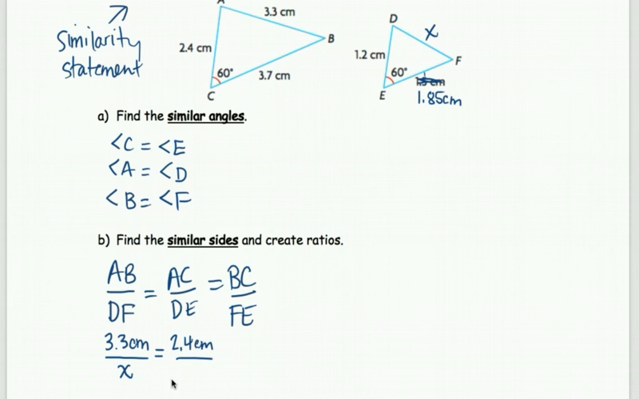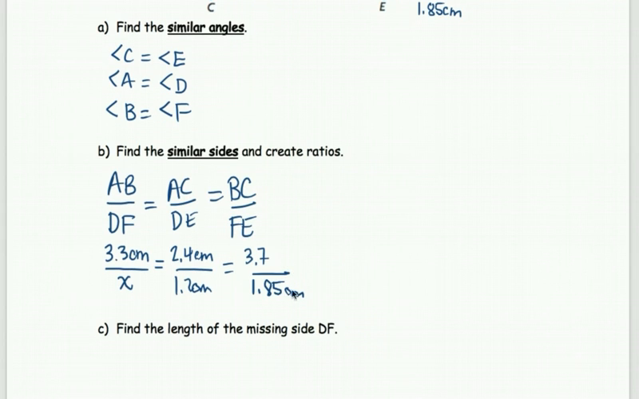DE is 1.2. And BC is 3.7. And FE is 1.85. Okay, all right, so we have our proportion statement here. Because these are similar triangles, all of the sides have a relationship to each other.